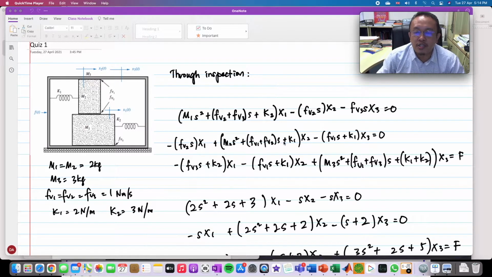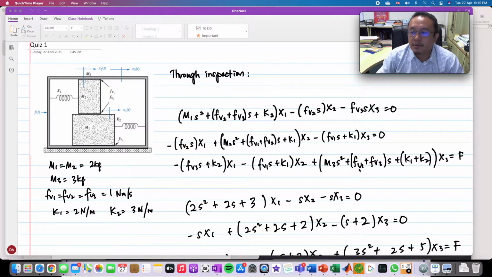So for the second equation, the main player is M2. Therefore, we have M2 S squared. And for M2, we have FV1 and FV2 and the spring. Therefore, FV1 plus FV2 S plus K1, spring K1. And for the rest, for X1, the common is only FV2. And the common between M2 and M3, the enclosure, is only FV1 and K1. You can see here FV1 and K1, which is attached to M2 and M3.